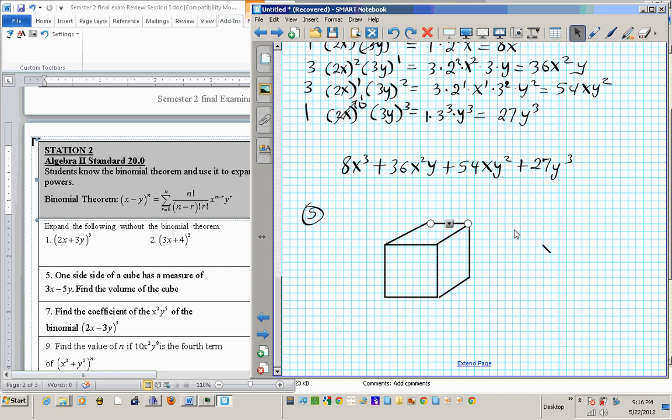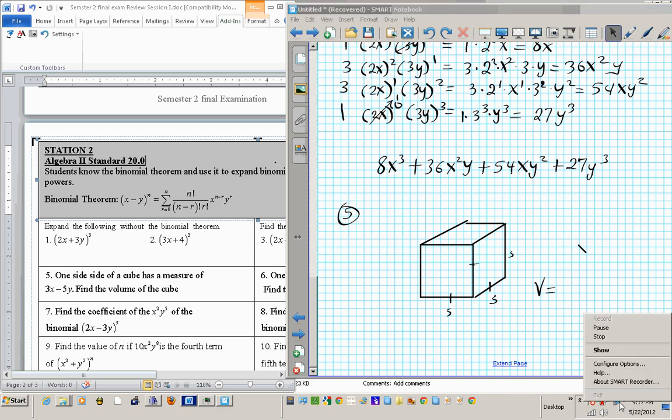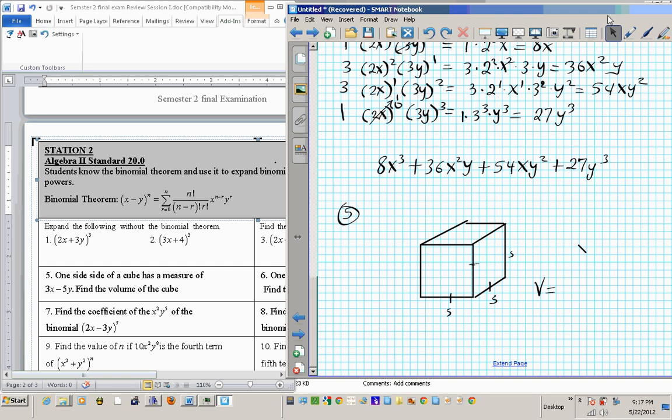So if we have a cube, we can call the measure of all sides S, right? All sides are congruent for a cube. We know that. All three sides are congruent. This side is S, that means this side is S. Okay? The volume of a cube is given by S to the third, right? So V is basically S to the third.